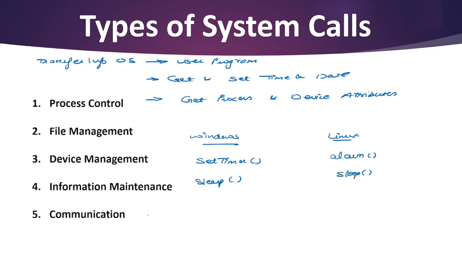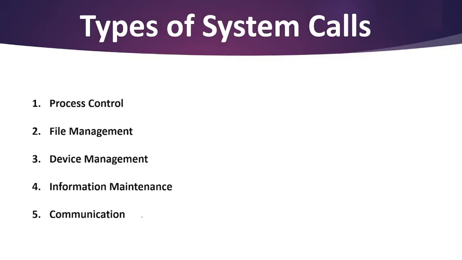The last type we have is communication. What is the meaning of communication here? These types of system calls are specially used for inter-process communication. If you want to create or delete communication connections, or send or receive messages, it helps the operating system to transfer the status information and also attach or detach remote devices.